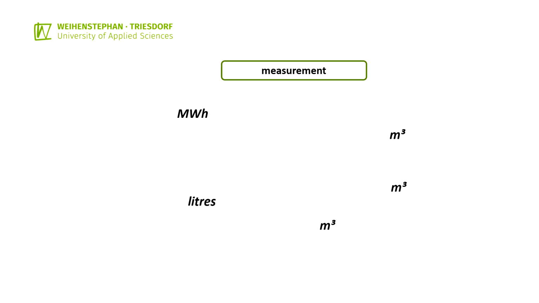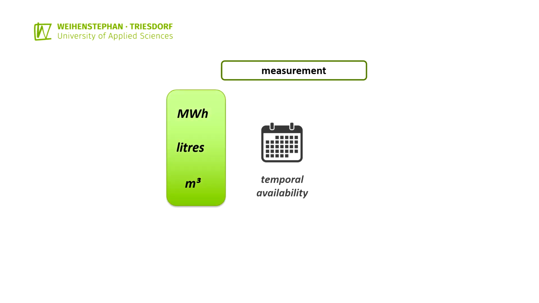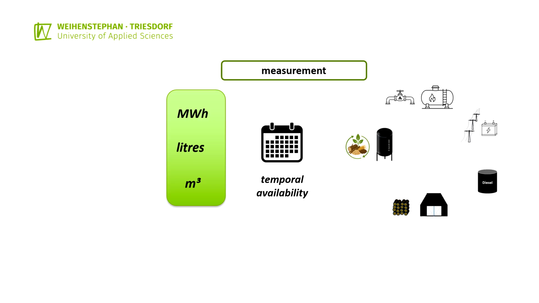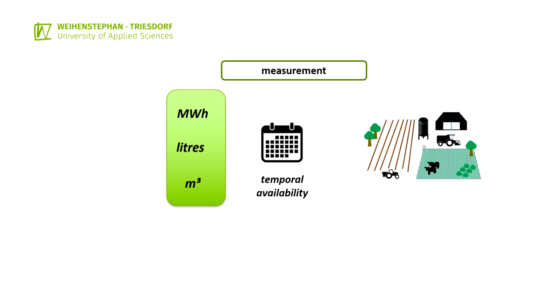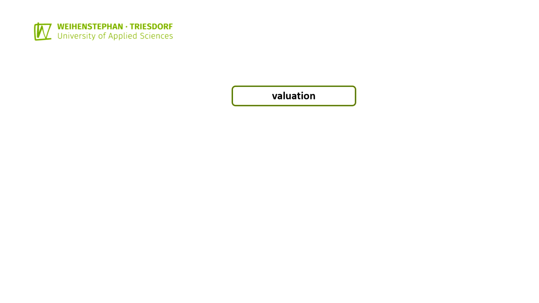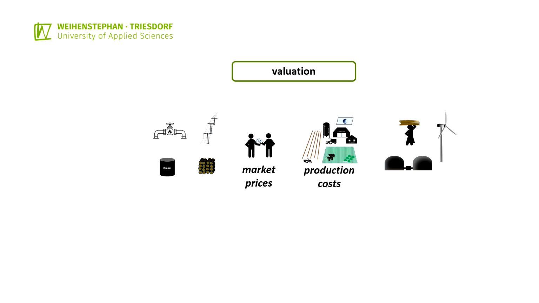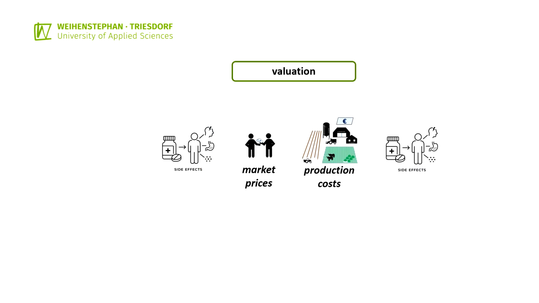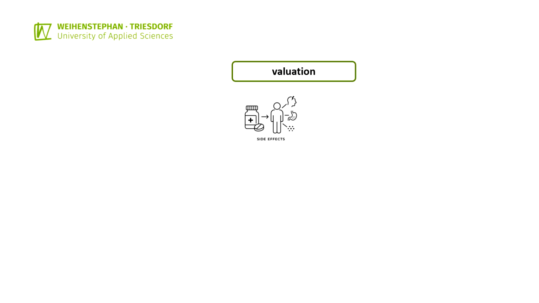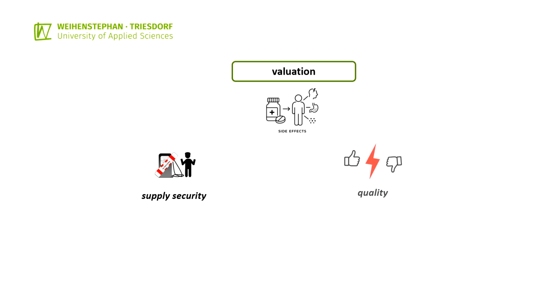In addition to quantity, temporal availability is another element in the measurement of energy resources. This also includes the storability of energy carriers and the assessment of the possibilities for storage within the farming system. Externally supplied energy can be valued by market prices. Energy supply with the help of own resources requires the calculation of production costs. In both cases, side effects can play a role in the evaluation in addition to the values mentioned. These include the security of the respective energy supply and the quality of energy use.